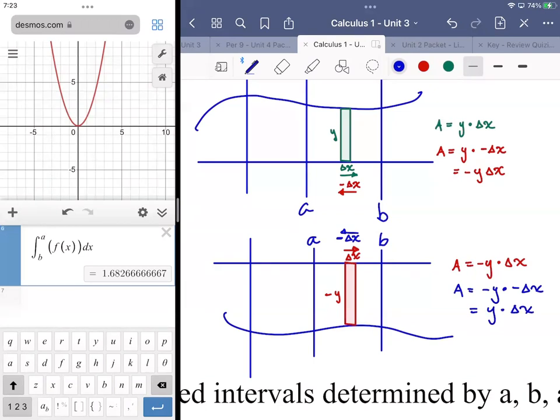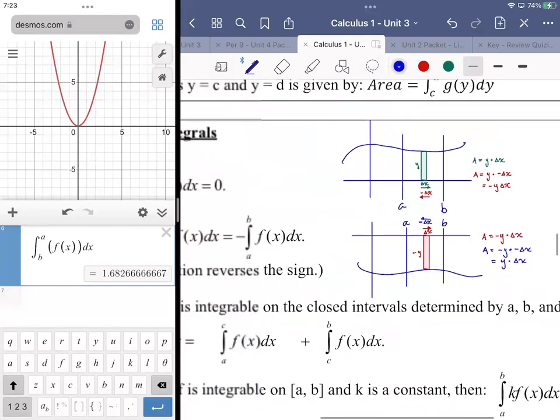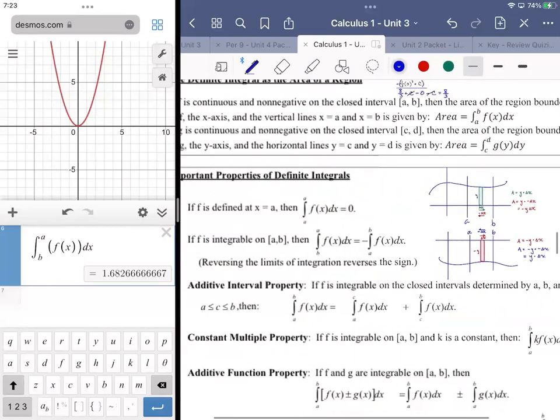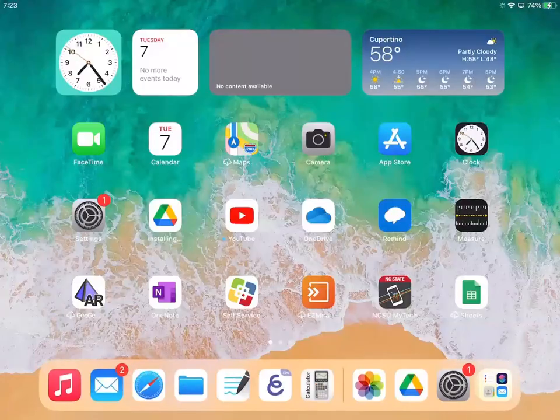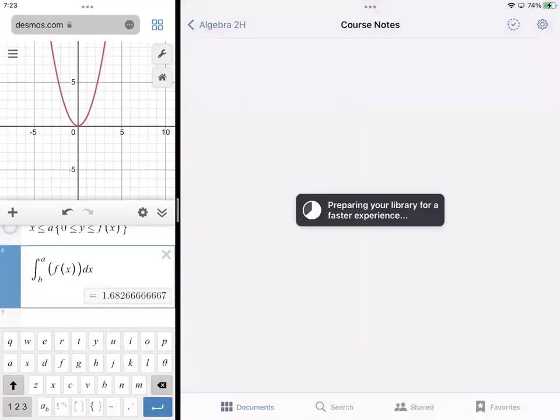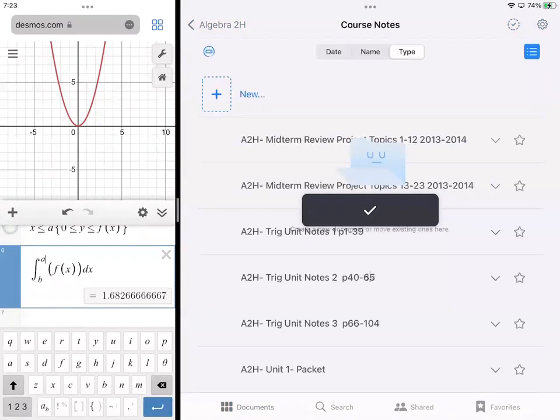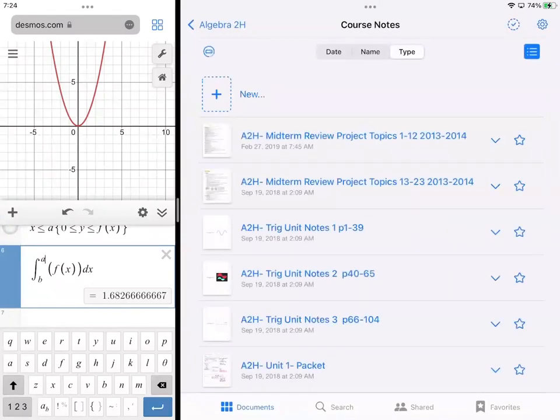It's kind of weird, but the rules change when you're below the x-axis as opposed to above the x-axis. So from left to right above the x-axis, you should have a positive area. From left to right below the x-axis, you should have a negative area. But all this rule is saying is that if you reverse the bounds of integration, your function is what it is, above the x-axis or below the x-axis, doesn't matter. All it's going to do is reverse the sign of the antiderivative, or at least the sign of it.